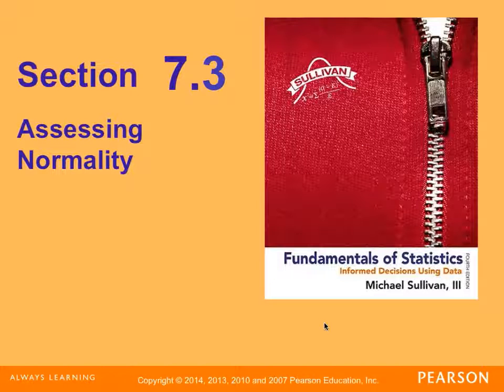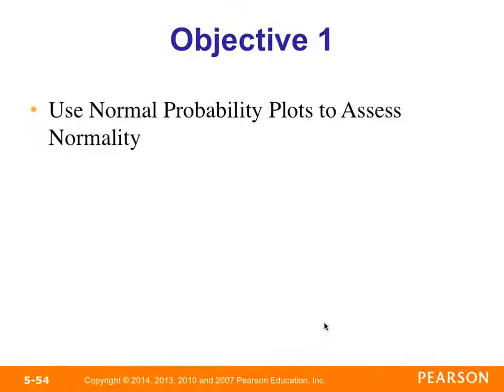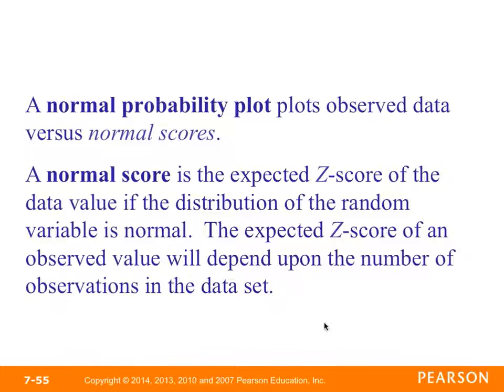Okay, so section 7.3 is all about assessing normality, okay? And thankfully, we're not going to do too much in this section. We're going to use technology to help us assess normality, all right? So we're going to use normal probability plots to do this. What a normal probability plot does is it takes the observed data and plots it versus the normal scores. Normal scores are the expected z-scores of the data values if the distribution of the random variable is normal.